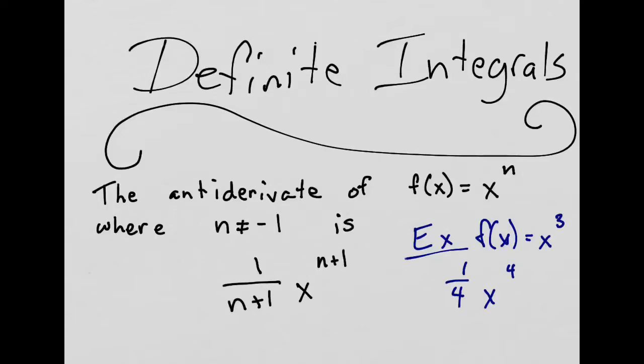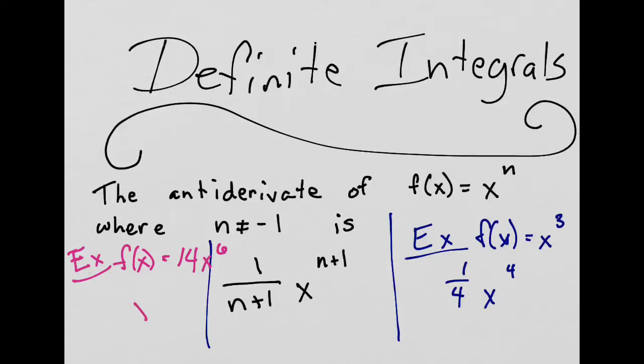All right, let's look at another example. This example is f of x is equal to 14x to the 6th. So I'm bleeding over into here, but oh well. All right, so 14x to the 6th, and so your new power is to the 7th, and then you're going to divide 14 by 7. And so the antiderivative of 14x to the 6th is 2x to the 7th.